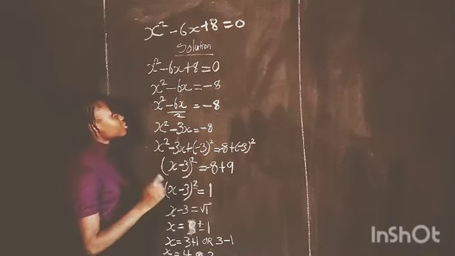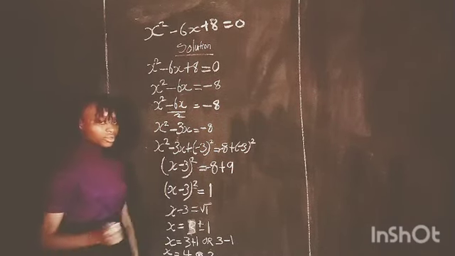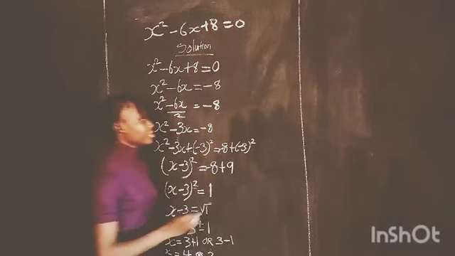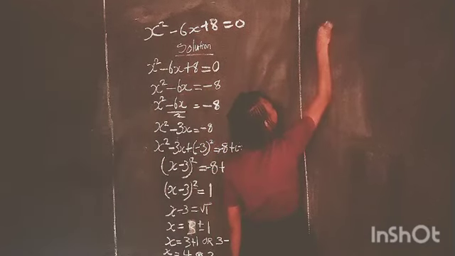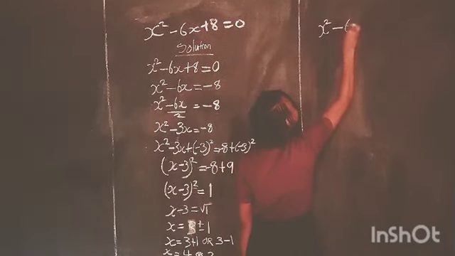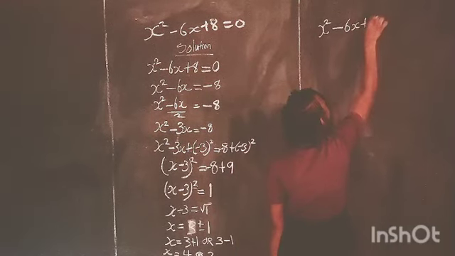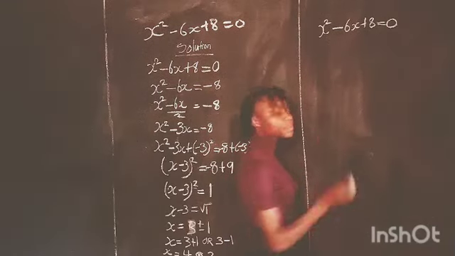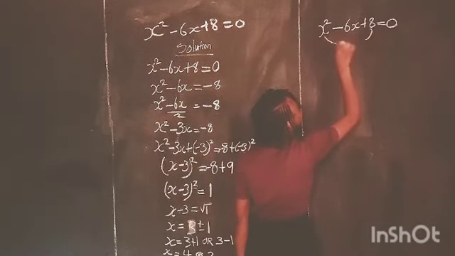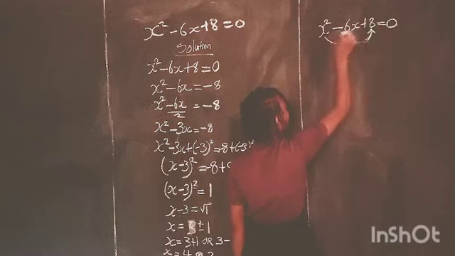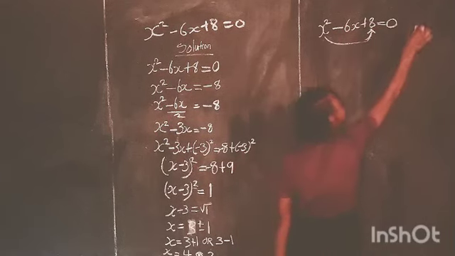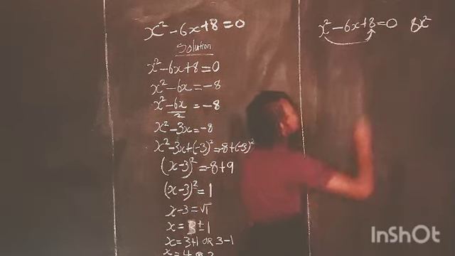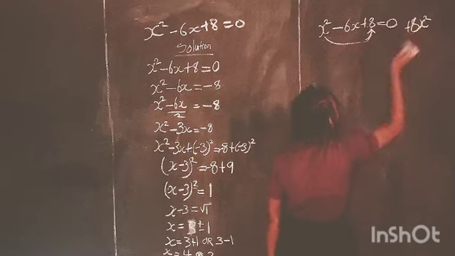Remember I said I was going to use two methods, that's completing the square and factorization method. So let's solve using the factorization method. The same equation. Okay, before we start, x squared is going to multiply 8, giving me 8x squared. Let's just say this plus 8x squared.